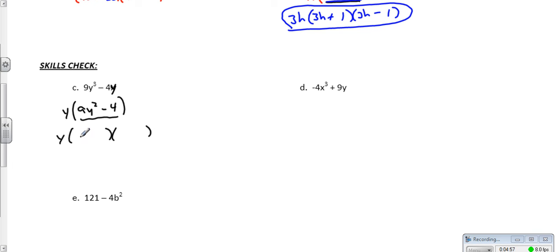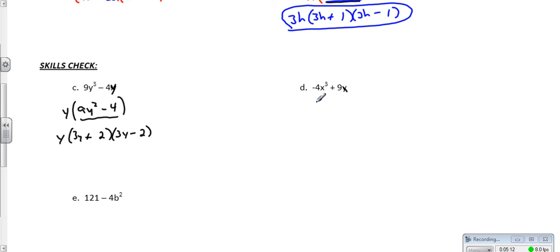So I factor that. The root of 9y squared is 3y, so I put that in the first position of each set of parentheses. The square root of 4 is 2, and then make sure I have different signs. And that's all. Over here I'll make them both x's.